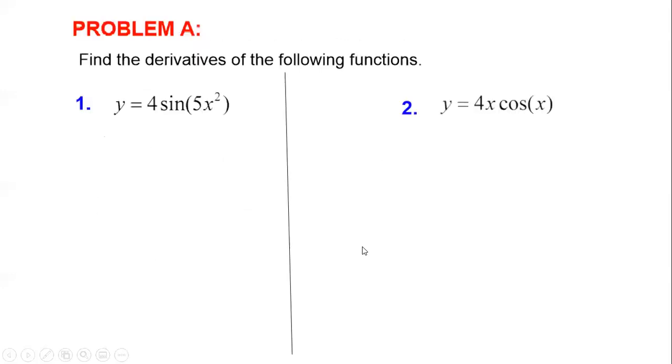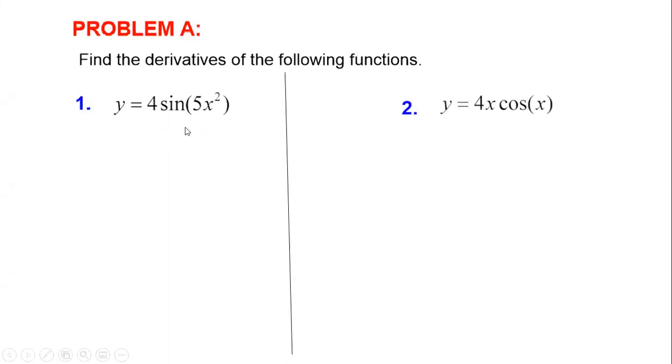Perfect. Let's get to our first derivative of a trig function. This is 4 times sine of 5x squared. Now remember, I've said this a couple of times. If it's just a coefficient of a function, leave that out. Don't worry about that 4. Bring the 4 in at the end. So focus on only deriving the sine of 5x squared, and then you can multiply the result by 4.